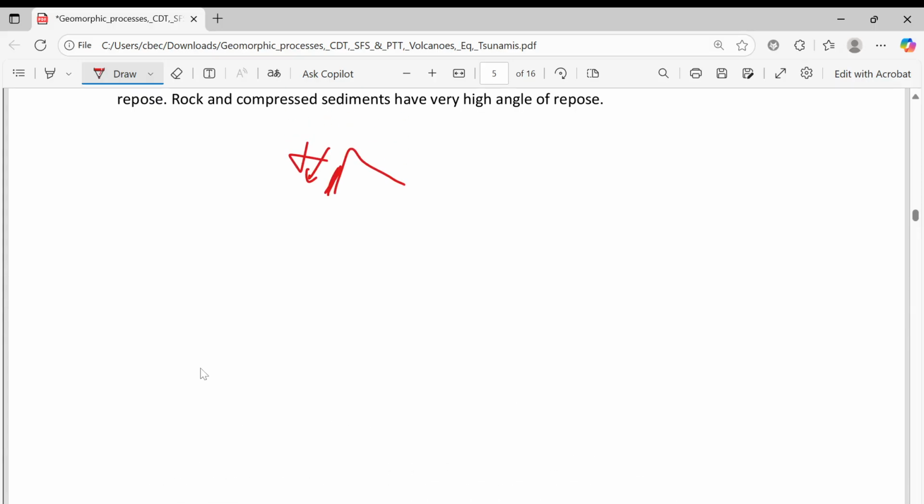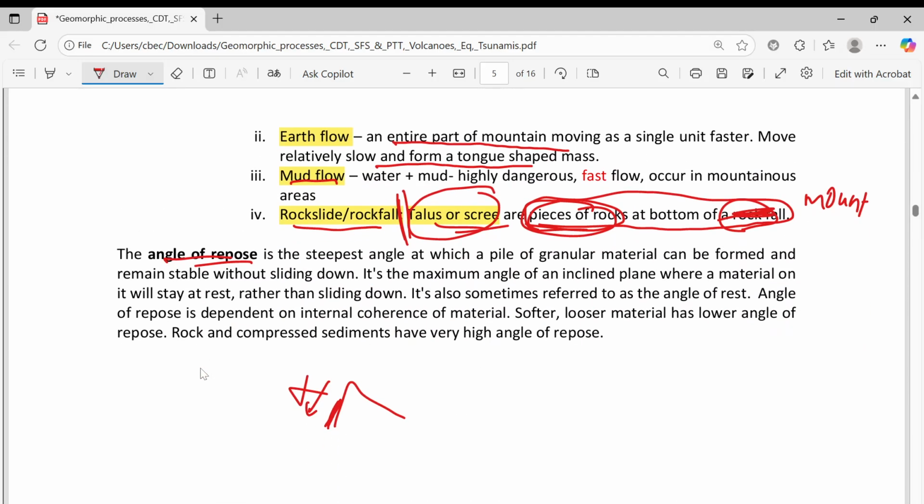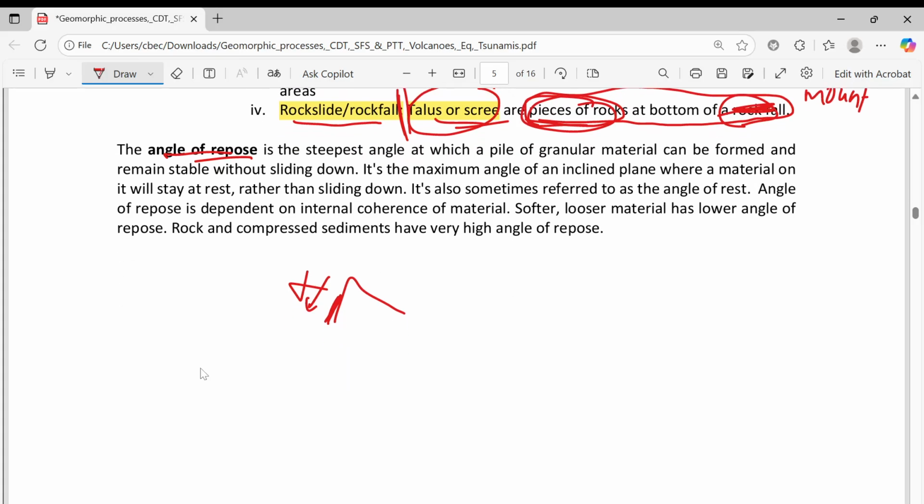So this one is today's topic. You make notes along with me, so you will understand easily and clearly. So we have started geomorphic processes. These are two.